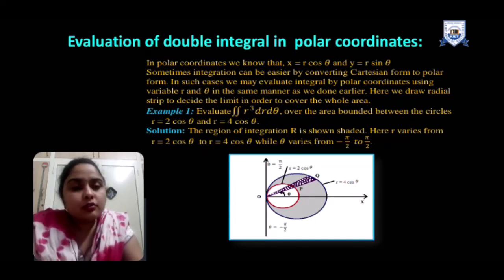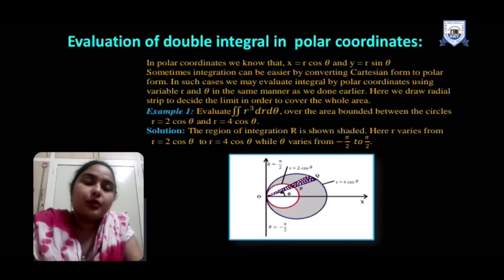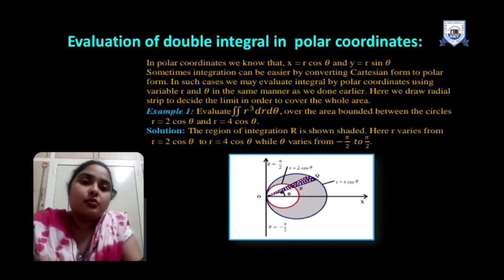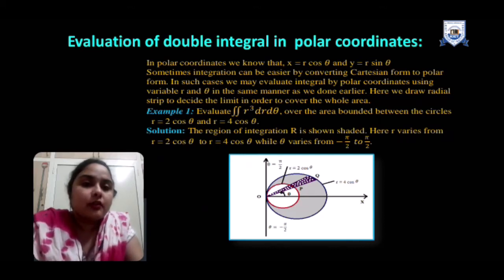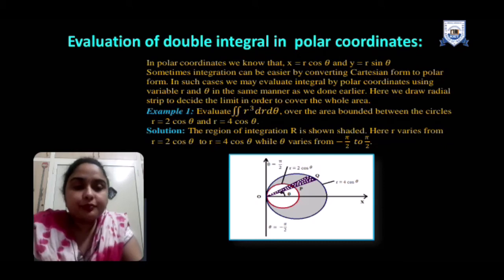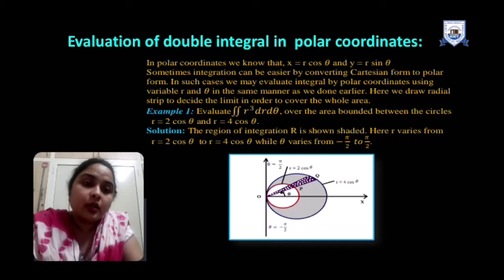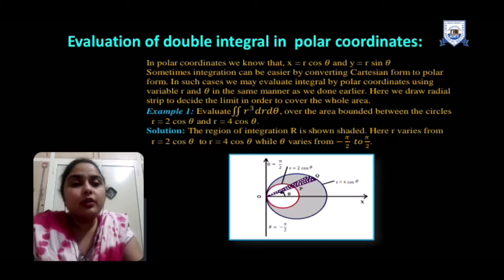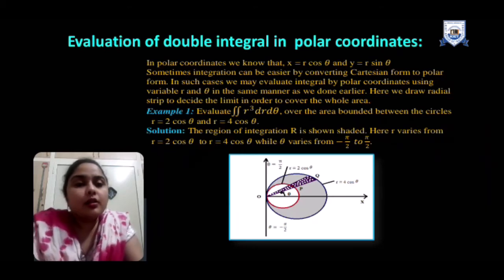Through curve tracing, you must have learned in unit number two, that r equals 2 cos theta is a circle having the center at (1, 0), and r equals 4 cos theta also is a circle having the center at (2, 0). So drawing both the circles and getting the sandwiched area, we have our region capital R, bounding the area capital A.